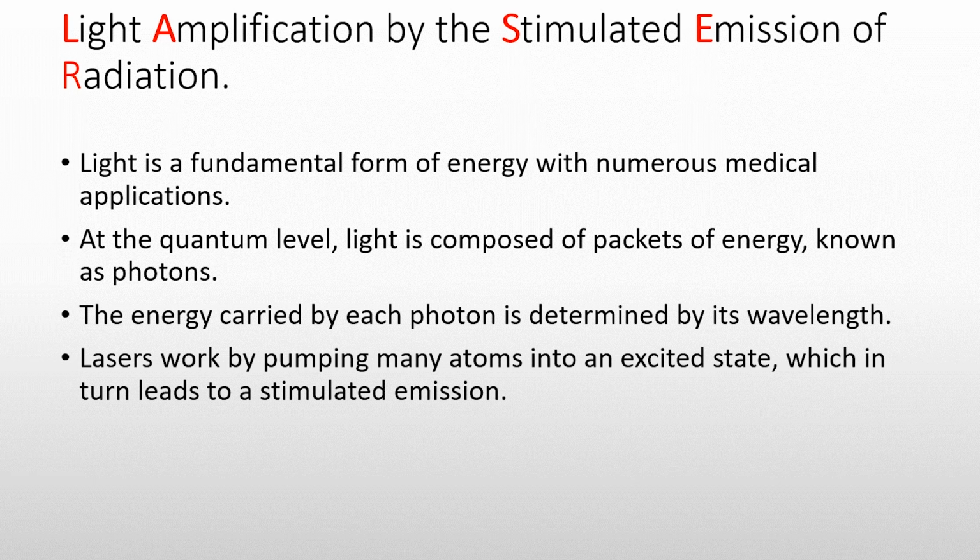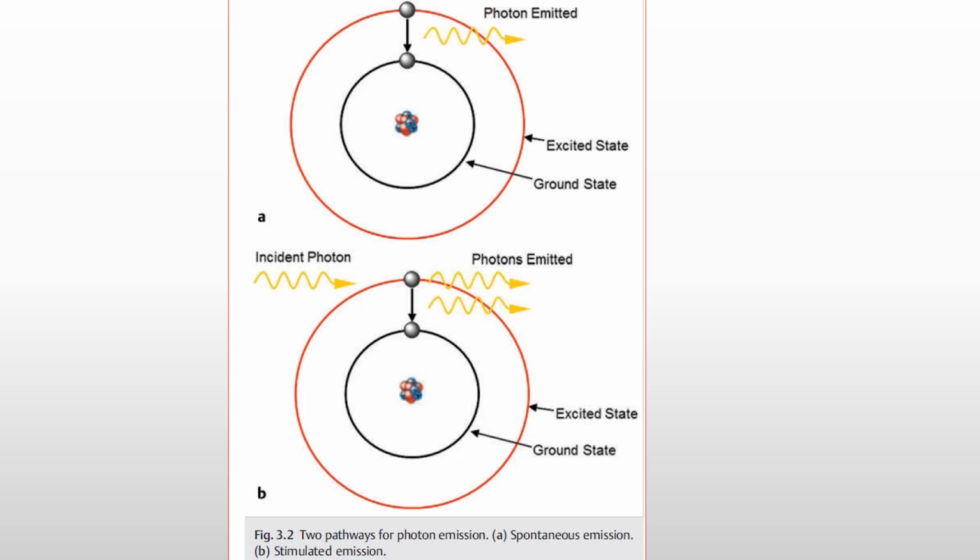This is a diagram illustrating two pathways of photon emission. Stimulated emission of radiation occurs when an incidental photon strikes an atom already in an excited state. When this atom returns to its ground state, it emits two photons instead of a single photon as in spontaneous emission.